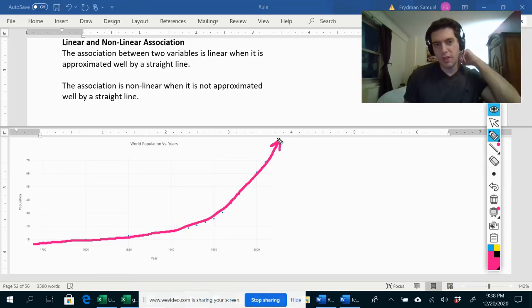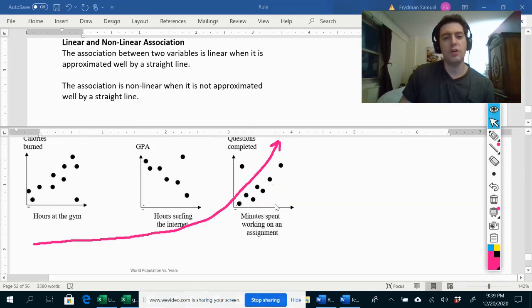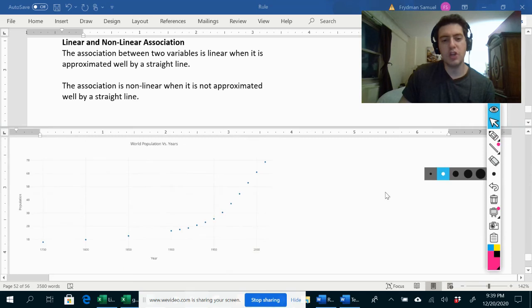So you might have to use an exponential curve or a parabolic curve, or just something other than a straight line. So if a straight line does a good job, like it did back here, then we would call these associations linear. If a straight line does not do a good job, then it would be non-linear.